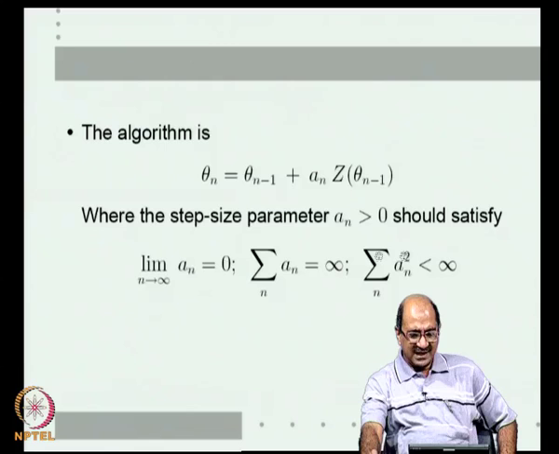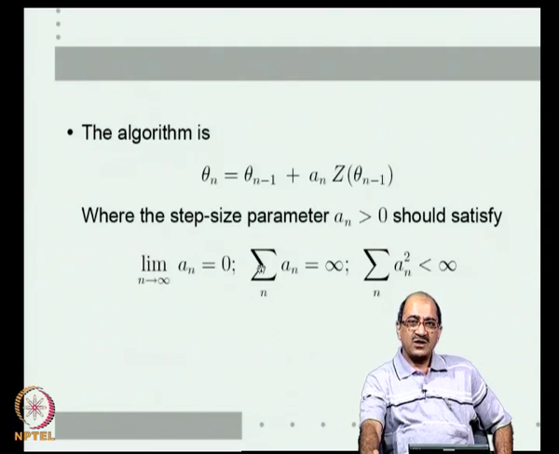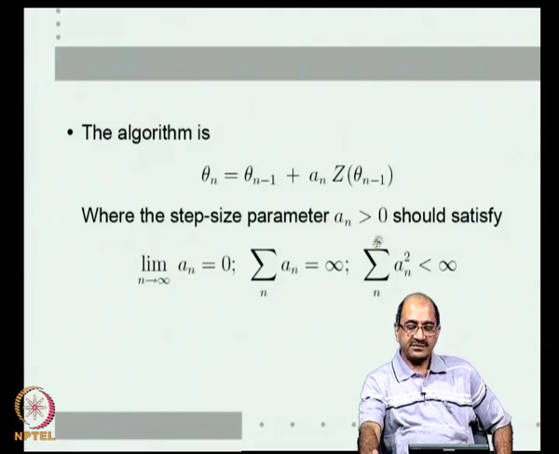There are many other conditions for the algorithm to converge, but I have only given you conditions on a n. So, a n should satisfy: the limit as n tends to infinity of a n is 0, the summation of a n is equal to infinity, and the summation of a n square is less than infinity. So, a n goes to 0, does not go to 0 too fast, but does not go to 0 too slow either. That is what these conditions mean.